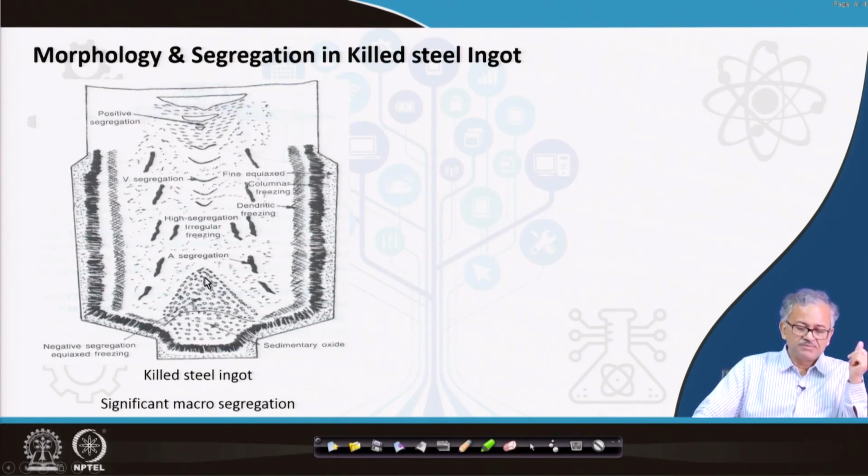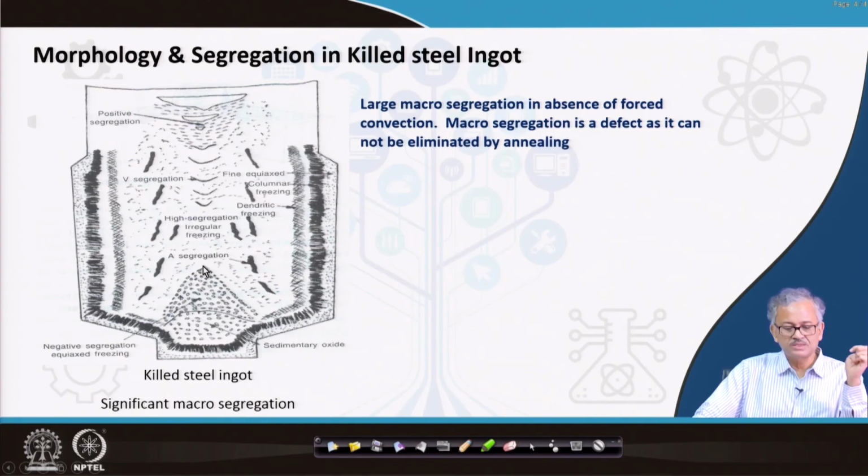And you can see there is some negative segregation. Basically in the liquid, there are solid particles that are solute-depleted, and these particles get deposited here because they become heavy, after the solidification. So that is a negative segregation.